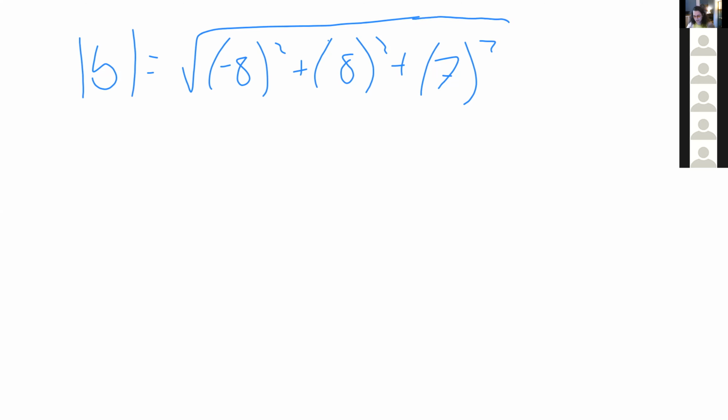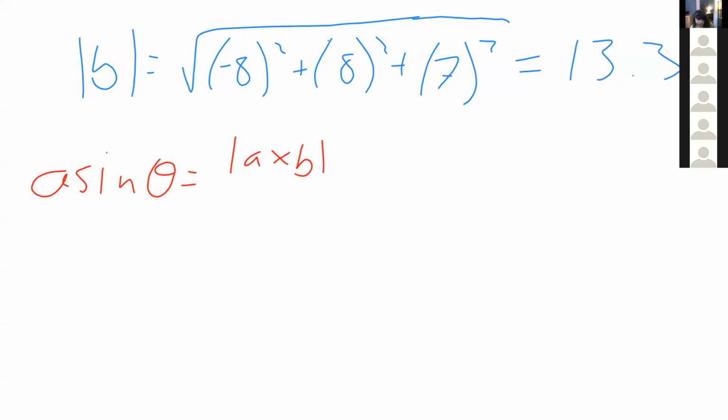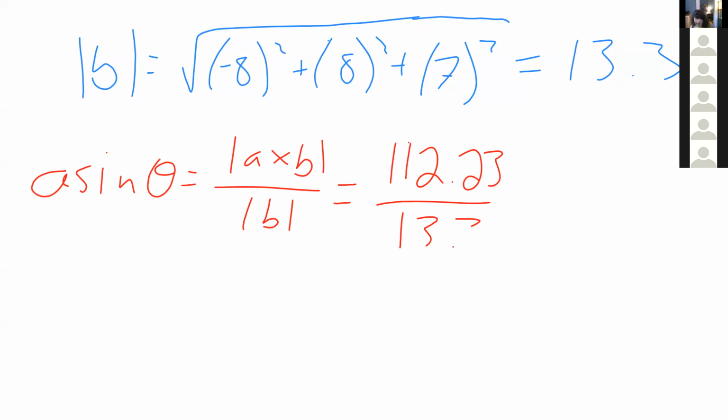What do we get here? About 13.3. All right, and then just the very last thing is to go back to that solution that we had a few pages ago, which was that A sine theta is equal to the magnitude of the cross product divided by the magnitude of B, which is 112.23 over 13.3. And that's just some number, 8.44.